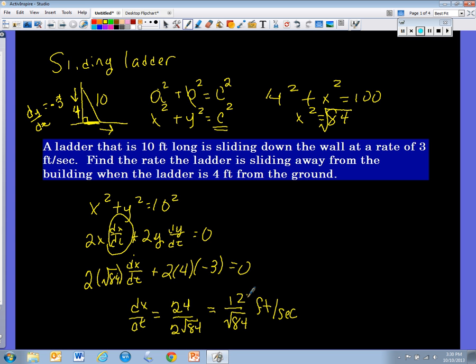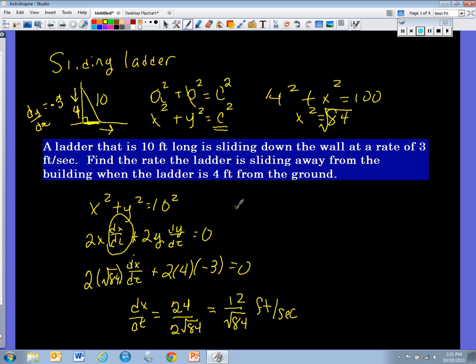Awesome. So if you turn that into a decimal, you can compare it to the rate that the ladder is sliding down the wall, and you can start playing that game of which one's faster. This is negative 3, or 3 feet per second, and that's going out at a rate of 12 over the square root of 84. Let's see, that's going to be close to 9, and 12 over 9 is definitely less than that. So that is sliding out slower than that is sliding down the wall.